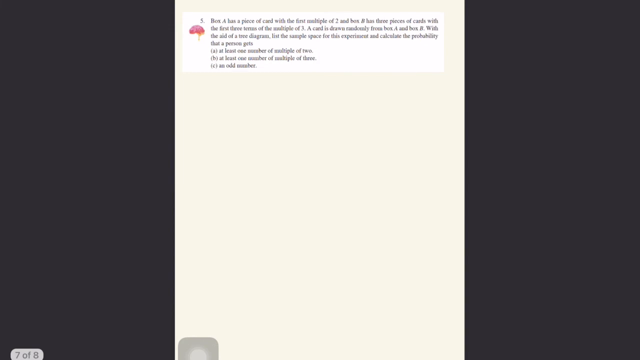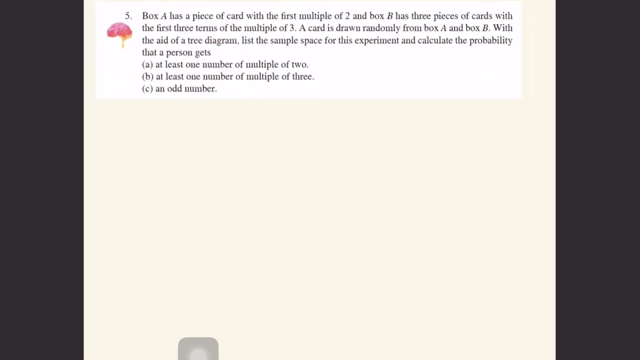Okay, next let's proceed to number 5. Box A has a piece of card with the first multiple of 2. And box B has 3 pieces of card with the first 3 terms of the multiple of 3. A card is drawn randomly from box A and box B. With the aid of a tree diagram, list the sample space for this experiment and calculate the probability that a person gets, A, B, C.